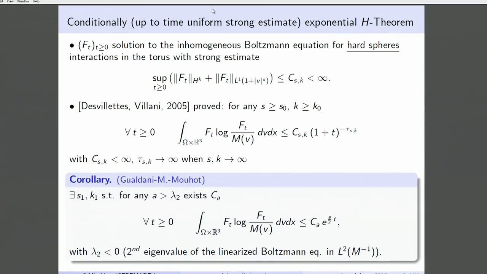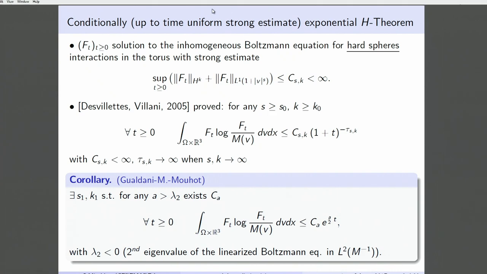which is the following. It's an "if" theorem. So you consider the inhomogeneous Boltzmann equation for hard spheres, for instance, in the torus. And you assume, and that's something that we don't know how to prove, that the solution is bounded in some strong spaces, H Sobolev space, and control of the moment of the tails of F in L1. Then, for the relative entropy, which is a way to measure the distance between F and M in L1, you have a decay, which is polynomial. Okay, and that can be proved by the entropy method. Okay?